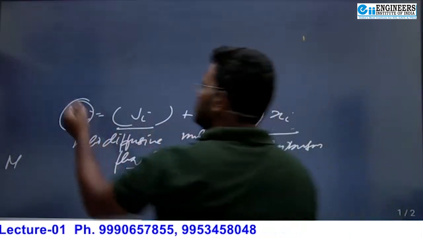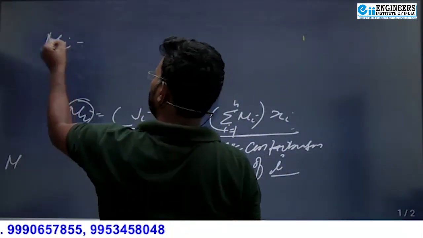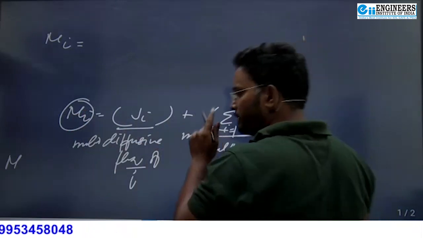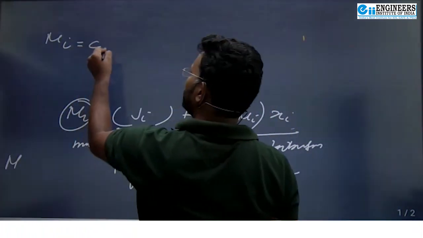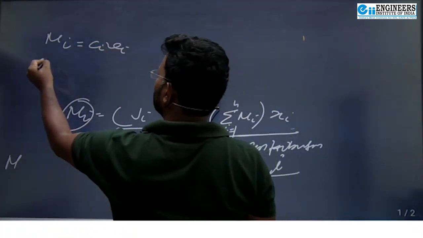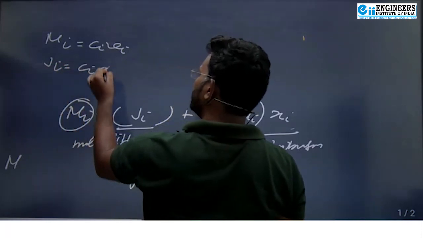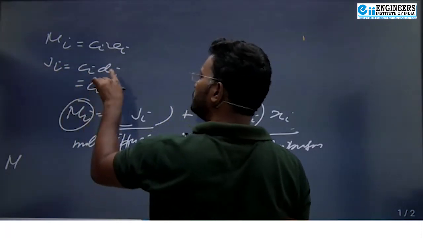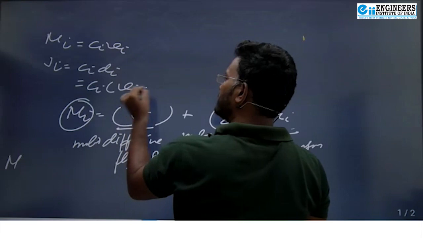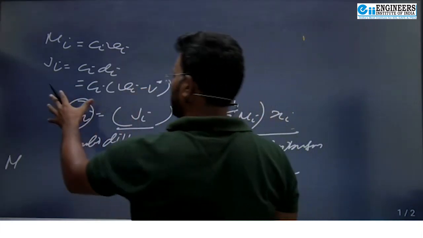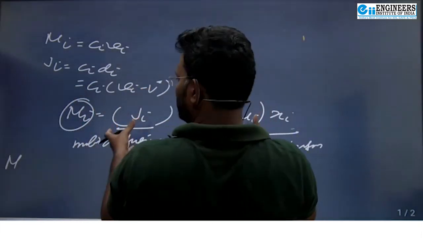Now, as I told you, in general, the same thing you can also obtain like this. Ni equal to Ci into Vi. Now, Ji equal to Ci into the diffusion velocity, Ci into (Vi minus V star), where V star is the molar average velocity. Clear? How can we find this equation? I am going to show you.